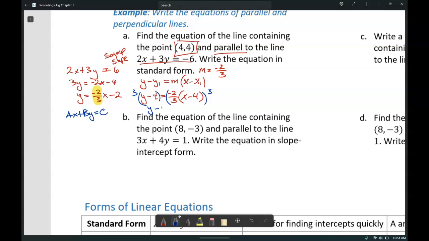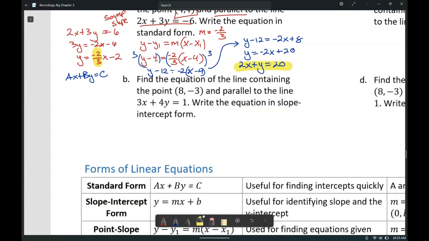y minus 12 equals negative 2x minus 4. And then we can work on simplifying and grouping. And there's our standard form equation. We'll go ahead and do it again with another parallel line.